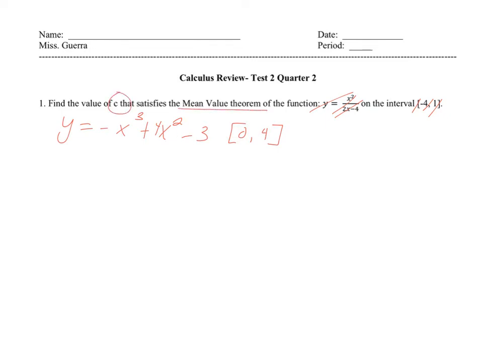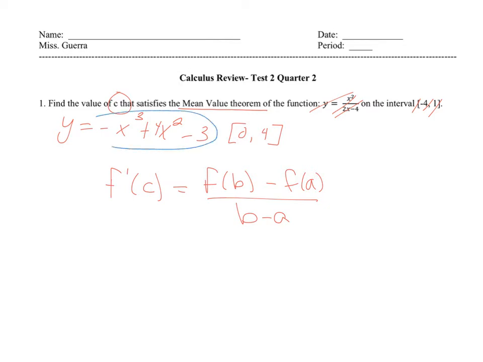So the mean value theorem states that there is some point c that'll make the slope equivalent to the slope of 2 points on a line. So the average rate of change is the right side and the derivative is on the left side. So the first thing you want to really do is find the derivative of your function. So I'm going to find the derivative of this and get negative 3x squared plus 8x.